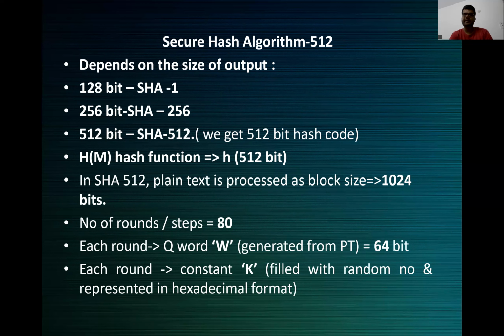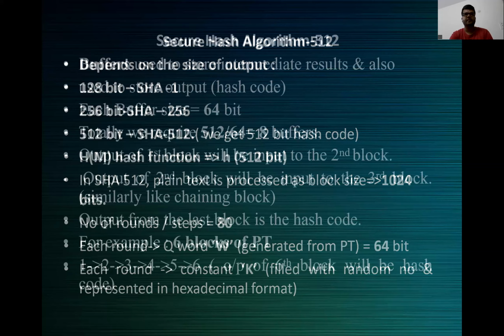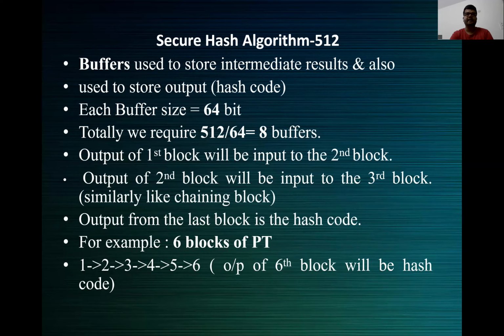In SHA-512, plain text is processed in blocks of size 1024 bits, and the number of rounds or steps is 80. In each round, a Qword W is generated from the plain text, which is equal to 64 bits. Each round contains a constant K filled with a random number and represented in hexadecimal format. The buffers are used to store intermediate results and also to store the output hash code. Each buffer size is equal to 64 bits. Totally, we require 512/64, which is 8 buffers.